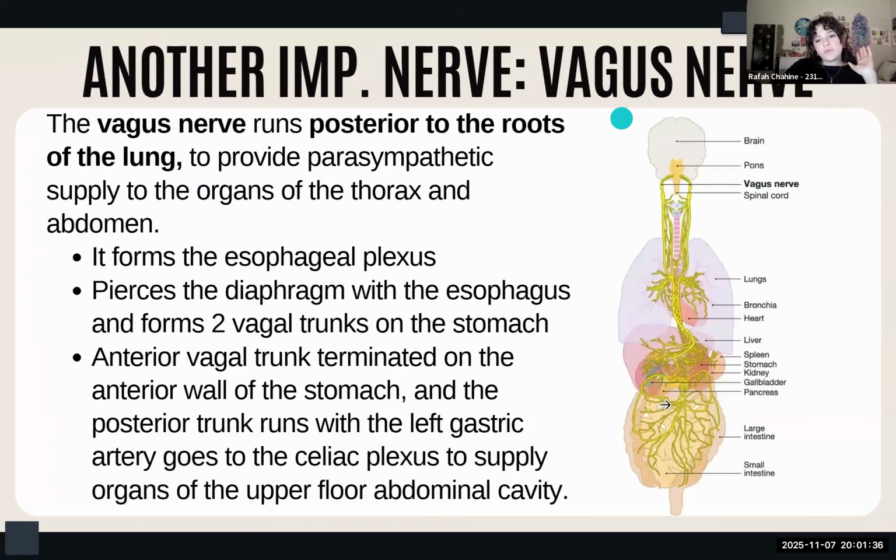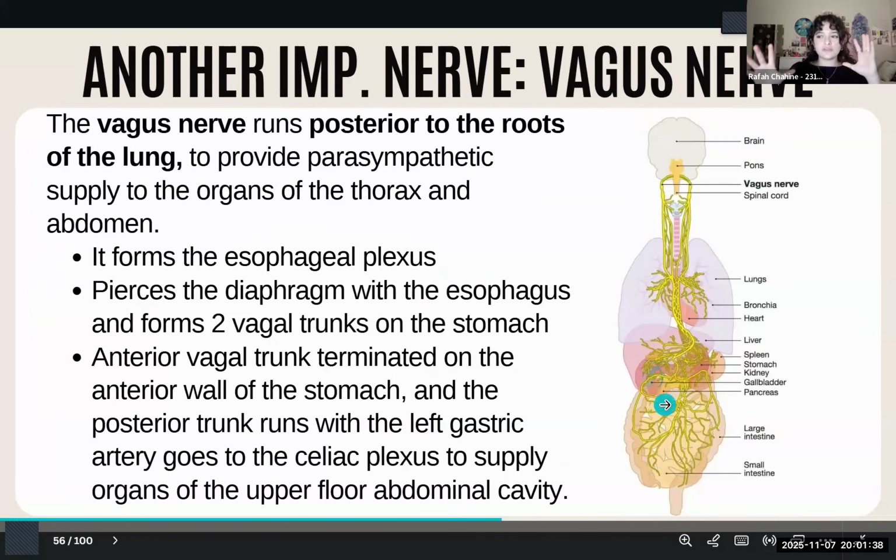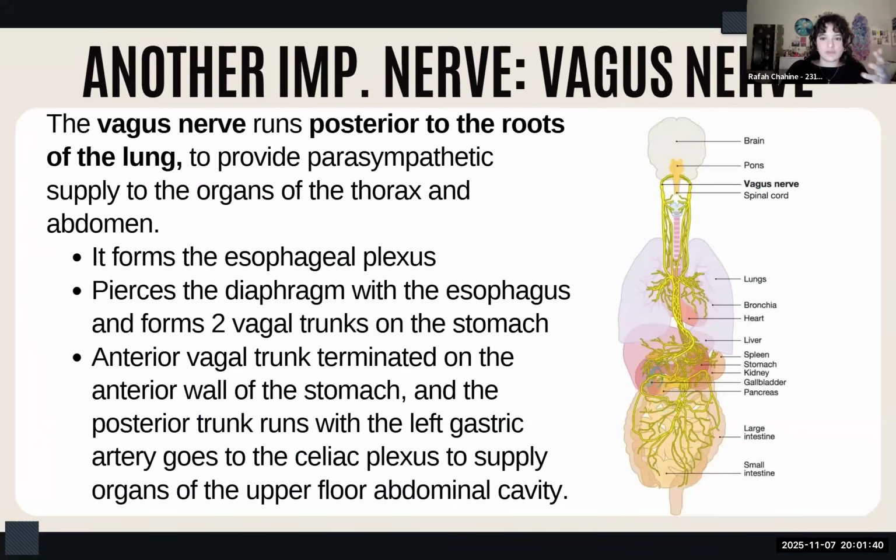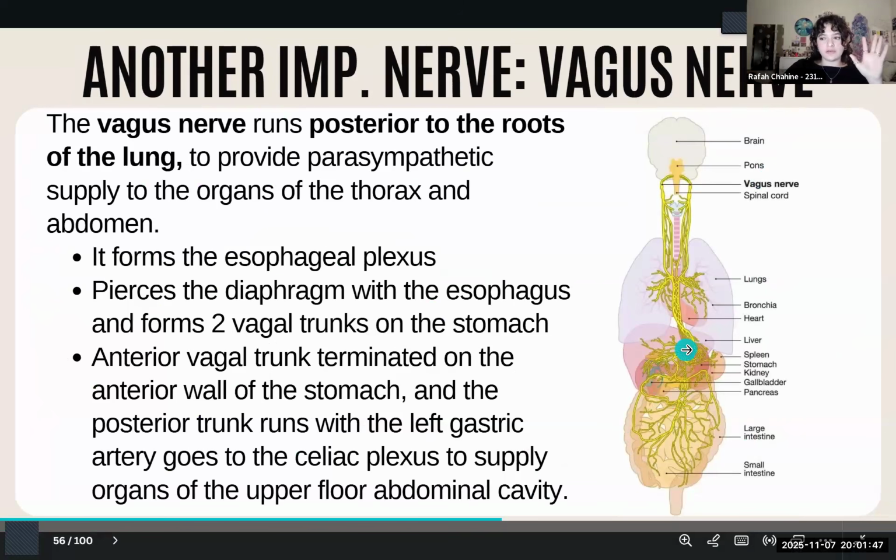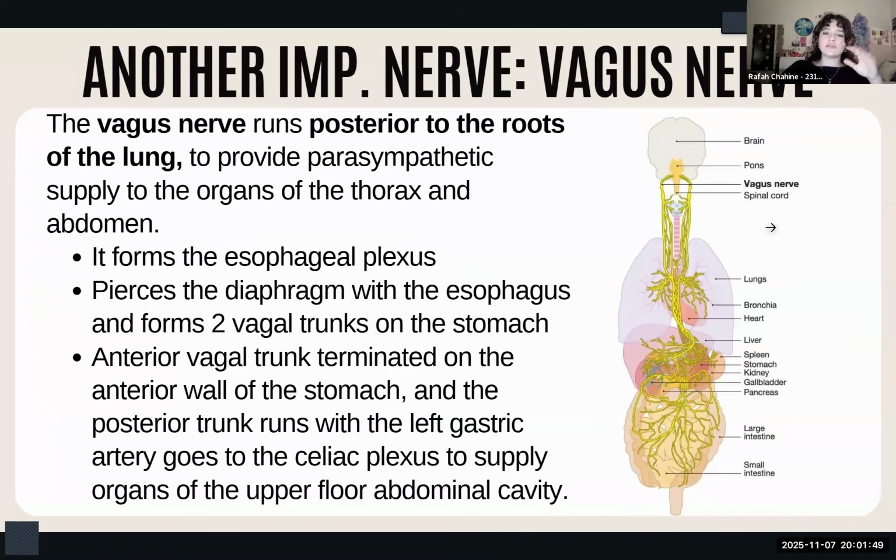Now the vagus nerve. This is what the vagus nerve looks like in total. We're not going to go into this. I put this here to show you how huge it is, how important it is. The vagus nerve supplies parasympathetic supply to the majority of our organs in the thorax, abdomen, and sometimes the pelvis. You said that sympathetic was fight or flight, so parasympathetic is rest and digest.